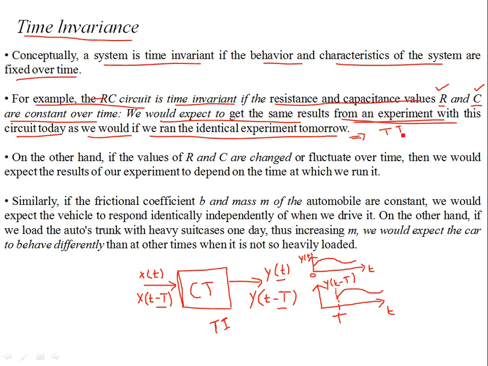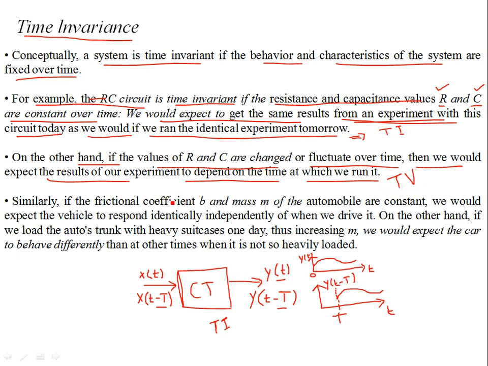Okay, TI. On the other hand, if the values of R and C are changed or they fluctuate with time, then we would expect the results of our experiment to depend on the time at which we run it. Whatever the value of R and C is at that particular time, the experimental output is dependent on that value. In that case, the system becomes time varying, or TV. So that is not a time invariant system.